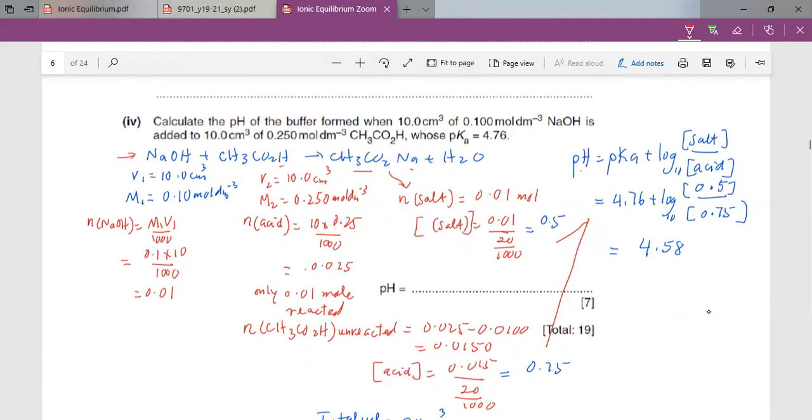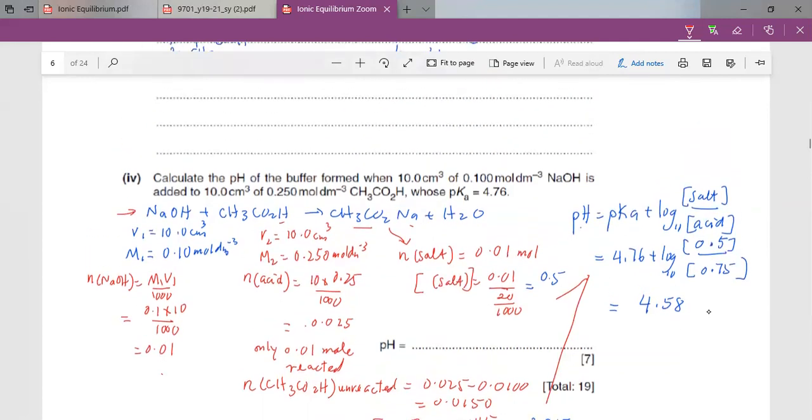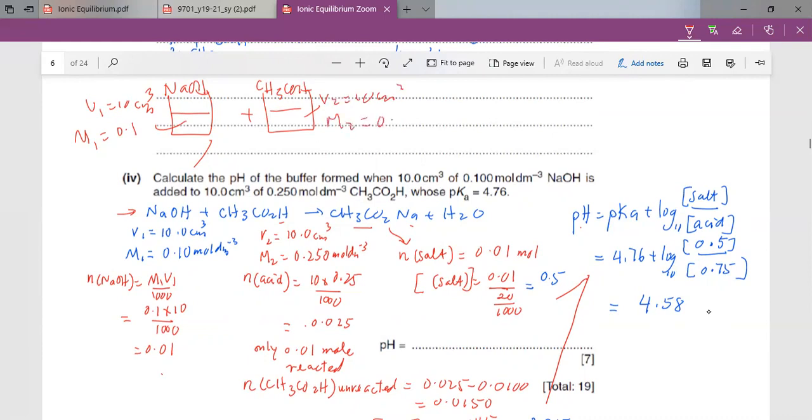If these two are put together, the volume is 10 cm cube. This is your NaOH: V1 equals 10 cm cube, molarity equals 0.1. Plus also 10 cm cube of your ethanoic acid: volume 2 is 10 cm cube, molarity is different, it's higher, 0.25. So I put them together and form a solution here.